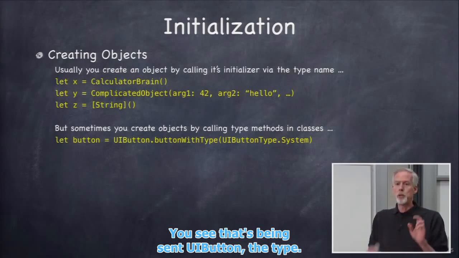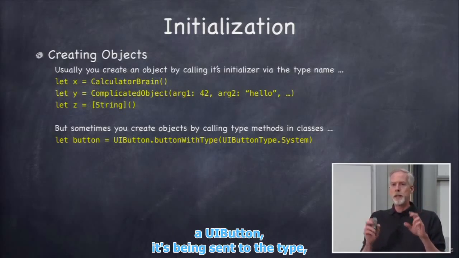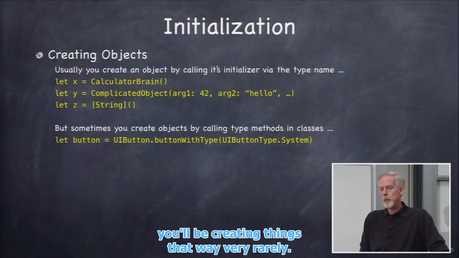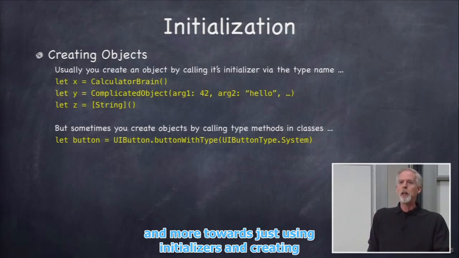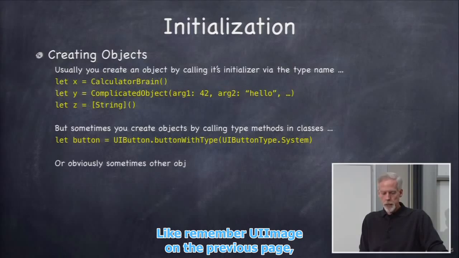You see that's being sent to UI button, the type. Right? It's not being sent to a UI button. It is being sent to the type, like we talked about before. And so sometimes you'll be creating things that way. Very rarely. Apple's been moving away from that model and more towards just using initializers and creating things. But there's some that do that.